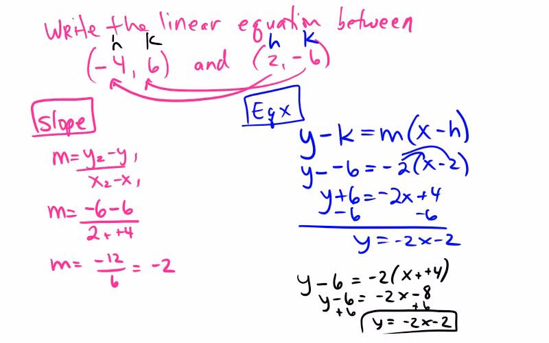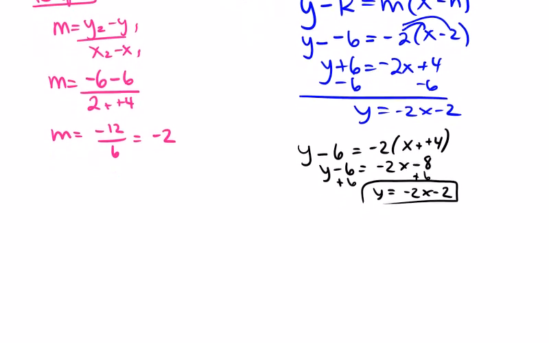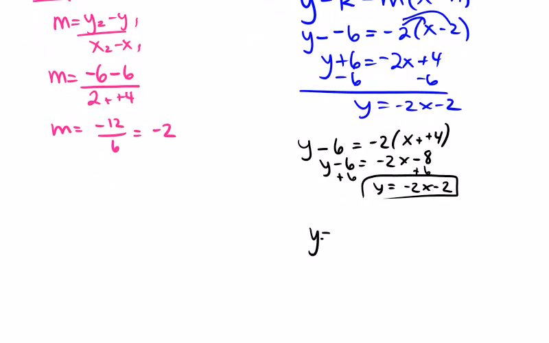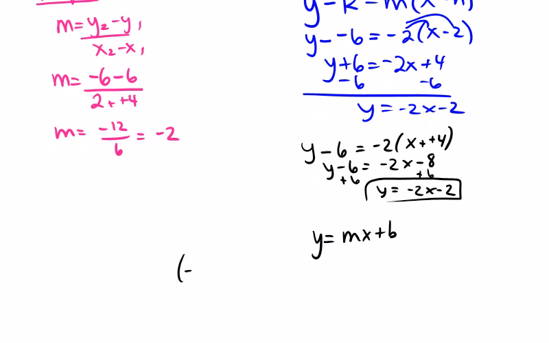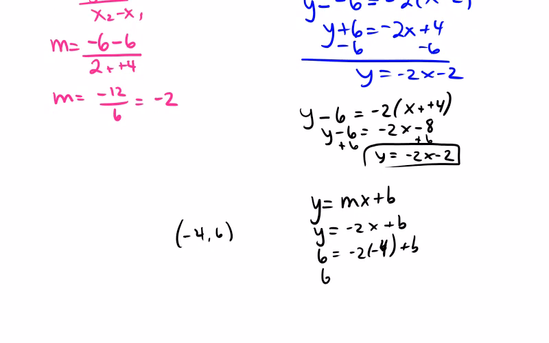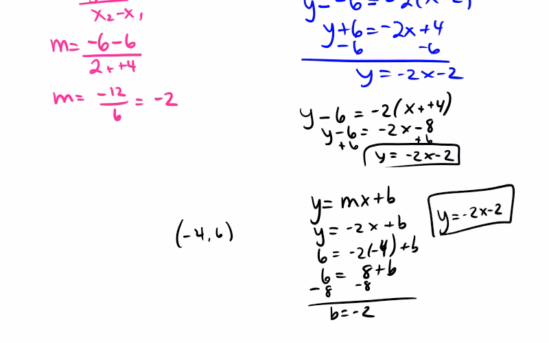And likewise, if you would have used point slope form or the slope intercept form, so if you would have used y equals mx plus b, I'm going to use the point of negative 4, 6. So our point was negative 4, 6. And we're going to say y equals negative 2x plus b. So 6 equals negative 2 times negative 4 plus b. So 6 equals 8 plus b. Subtract the 8. And our b value is still negative 2, which still gets us the equation y equals negative 2x minus 2. So any way you do it, you get the same answer.